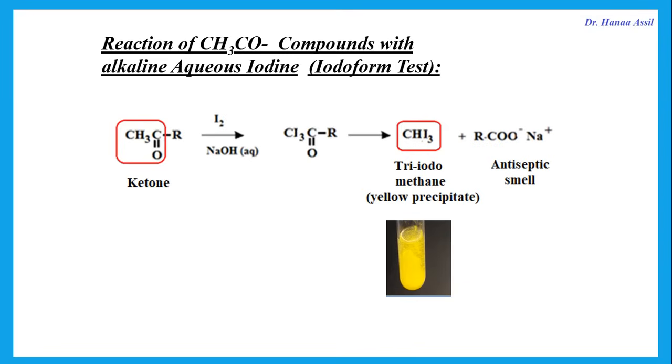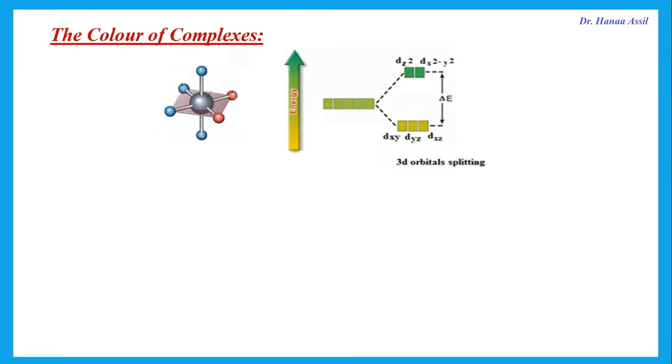So remember the iodoform test: iodine in alkaline aqueous sodium hydroxide. This will give a yellow precipitate, which is due to the CHI3, and an antiseptic smell.